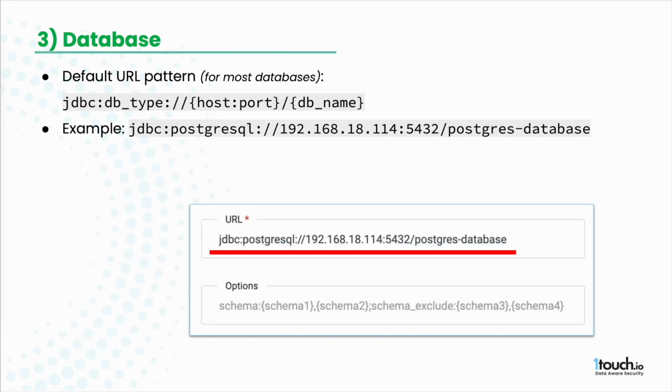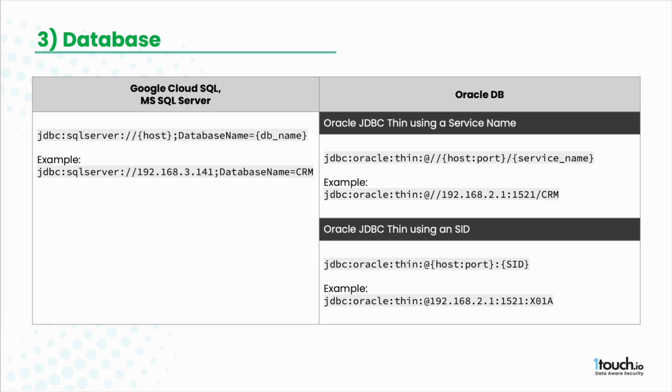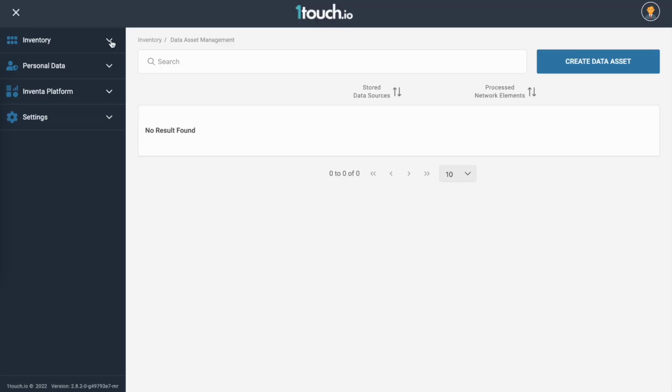Now, the last case is databases. We follow the DB URL format convention, which means database type, IP address, port, and a database name are required. Although there are two cases where the syntax is slightly different, they are in the table. And now I'll show you how to connect Inventa to a MySQL database, Google Cloud MySQL, and cloud storage, Amazon S3.